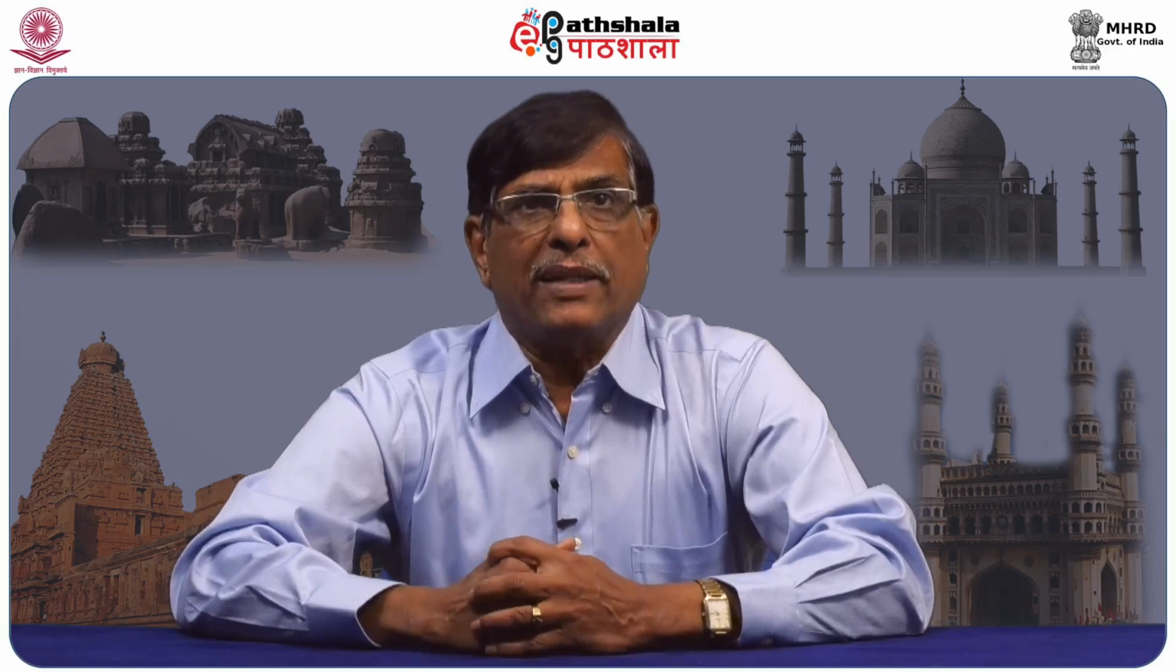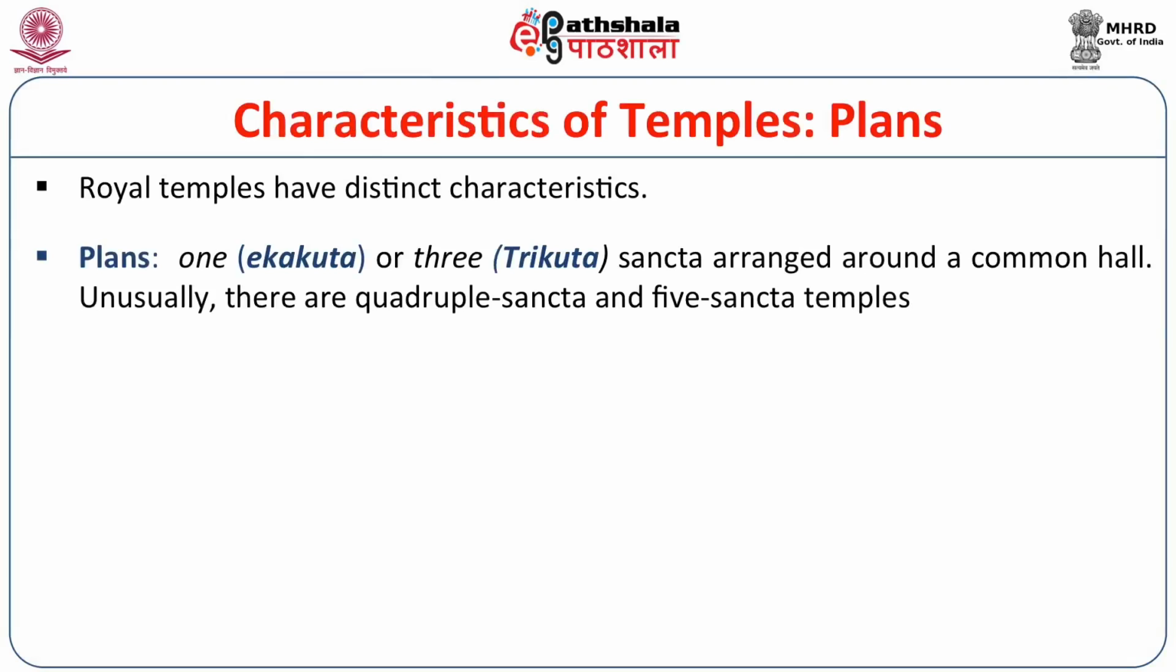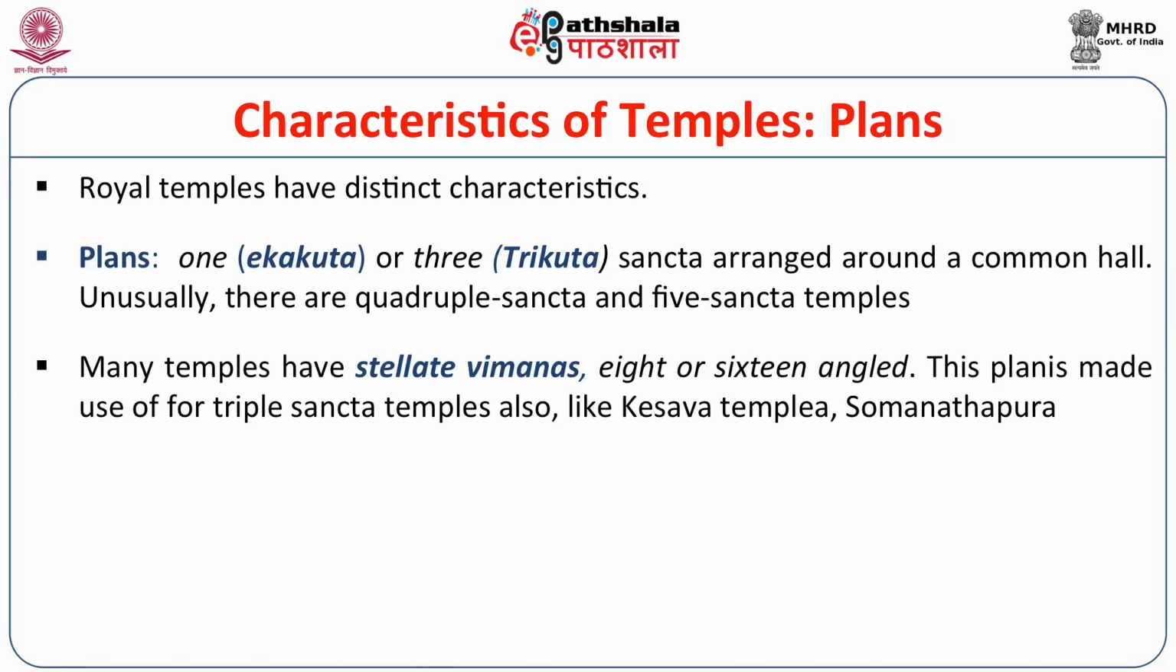Let us consider the plans of the Hoysala temples. The royal temples have very distinct characteristics. In plan, they vary from 1 to 5 sancta temples. Single shrined or Ekakuta, triple shrined or Trikuta, quadruple shrined Chatushkuta, and 5 sancta shrines or Panchakuta are found. Many temples have stellate vimanas, 8 or 16 angled.